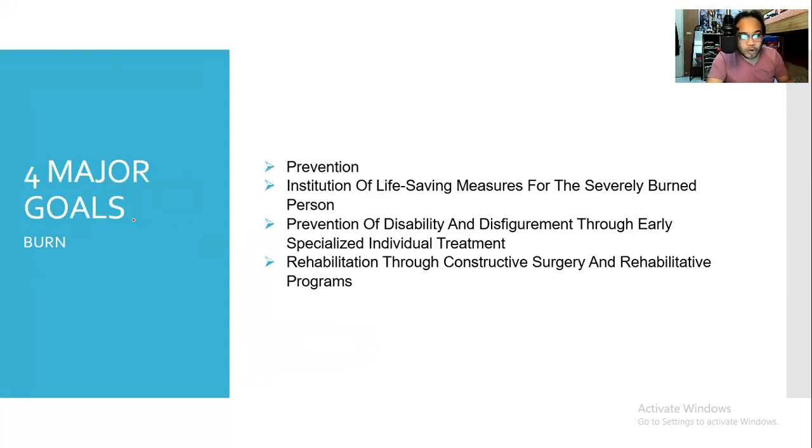Now, the four major goals for burns, of course, number one is prevention. Who wants to be burned? I don't, for sure. But I've experienced that as well. When I was admitted, it was terrible. Let me tell you, class, for my 18 days there, I had many diagnoses, but most of them revolved around fluids and electrolytes.